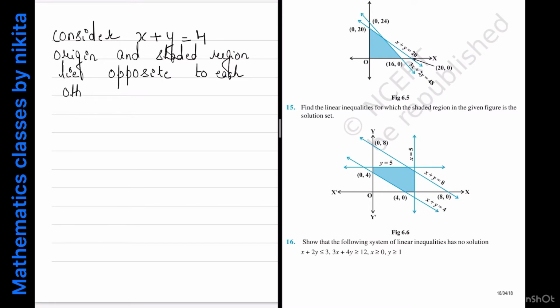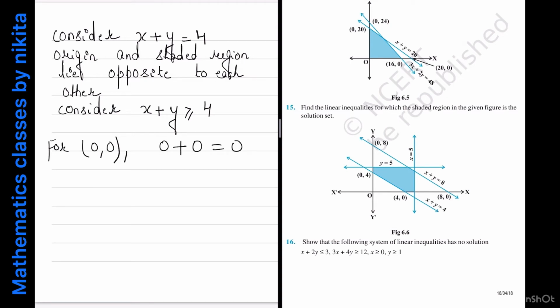So what we will do is, we will consider the inequality x plus y greater or equal to 4, and let's see whether origin satisfies this. So for 0 comma 0 we have 0 plus 0 which is 0, but 0 is not greater or equal to 4. So this implies that origin does not satisfy the inequality x plus y greater or equal to 4.